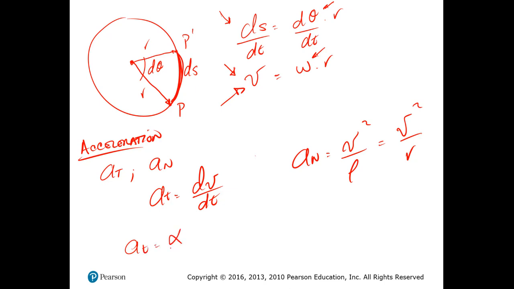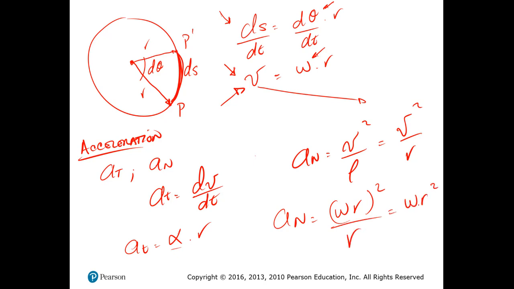just a new term, alpha, that multiplies the radius, where alpha is what we call angular acceleration. When it comes to this one, all we have to do is plug this value of velocity into the equation. So the normal component is equal to w, the angular velocity, multiplied by the radius, all squared, over r. This will be w r squared over r. One will cancel with the other one. Then we get that this is equal to w squared times r.